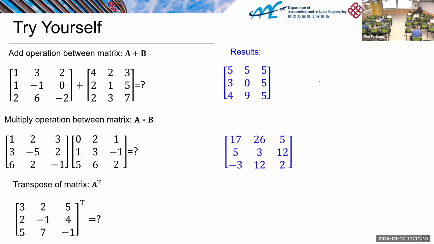Okay, so the results are like this. The first one is quite intuitive. You can directly make a summation of the relevant components, like 1 plus 4, 3 plus 2, get 5, 5. Okay, so for this example, you just flip. Flip this 7, 2, 5. Okay, flip, and get this.